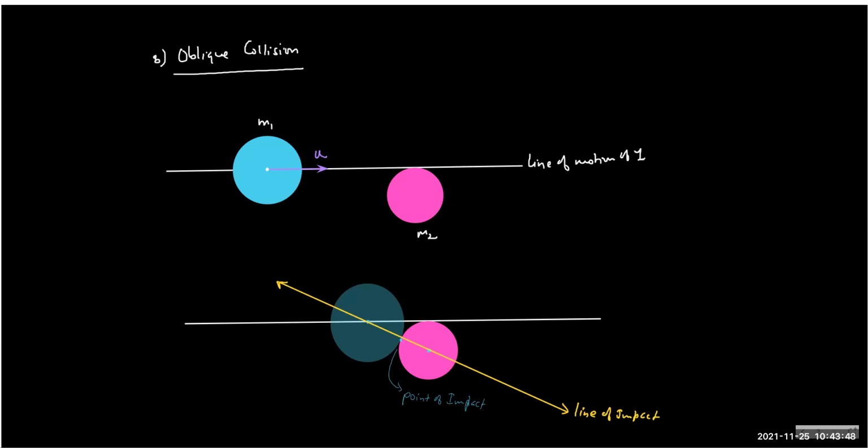You can see the line of motion of one of the particles, not necessarily both. If even one particle is not following the line of impact, we call it oblique. This is the line of motion. So we say that if the line of motion of any mass does not coincide with the line of impact, then the collision will be called oblique collision. This is the common normal, and the common tangent is somewhat like this.